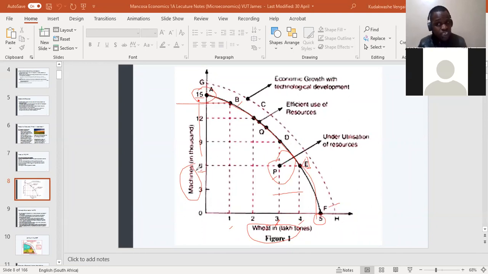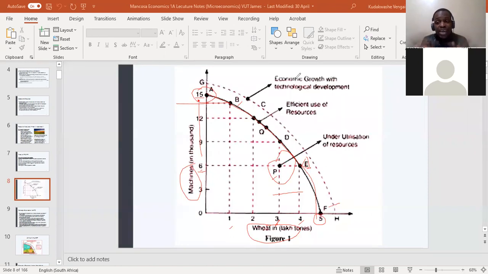So there was no opportunity cost, which means that the resources that we had were being underutilized. That is the reason why there was no opportunity cost. So point P is inefficient, because there is no opportunity cost if we change. It is an inefficient point, an underemployment of resources. So that's point number 2.